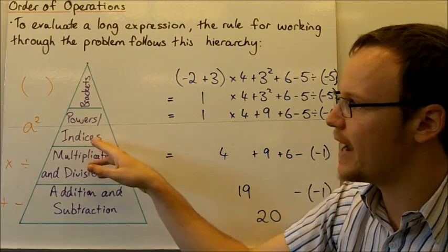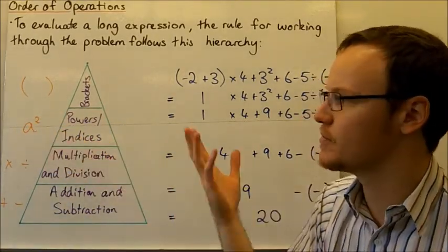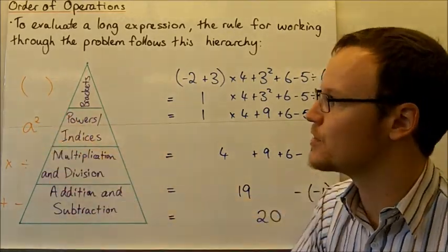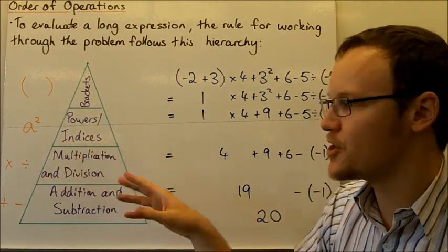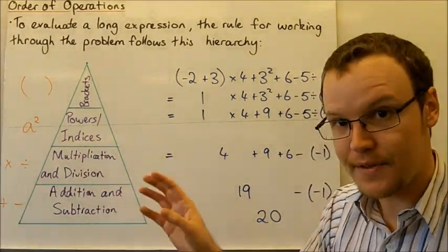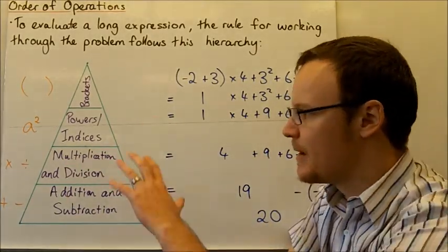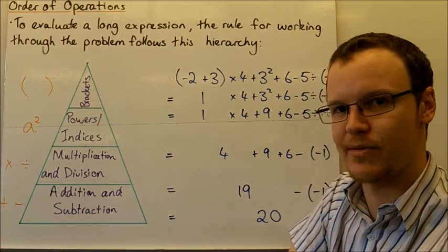Then we look for powers or indices. That's any square numbers, any cube numbers, or any other high powers. We work with them next. Then we look at the multiplication and division parts of the expression, and we do them at the same time. And then finally, we work through the addition and subtraction parts.